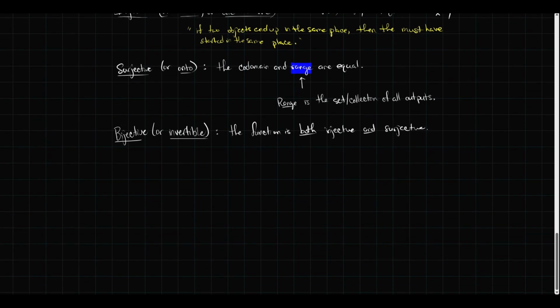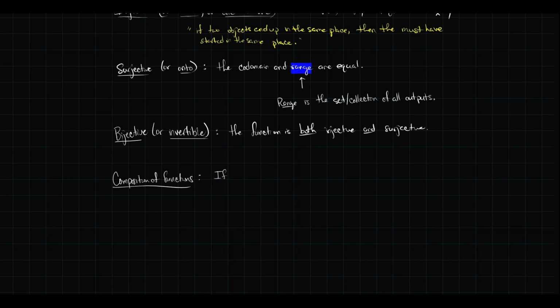Finally, we do have one more term, which is the composition of functions. And this one's not too crazy because you were using it in calculus for sure. The chain rule requires that you know what function composition is. This is where if the codomain of f and the domain of g are the same set, then you can define g circle f, or really what we say is g composed with f.